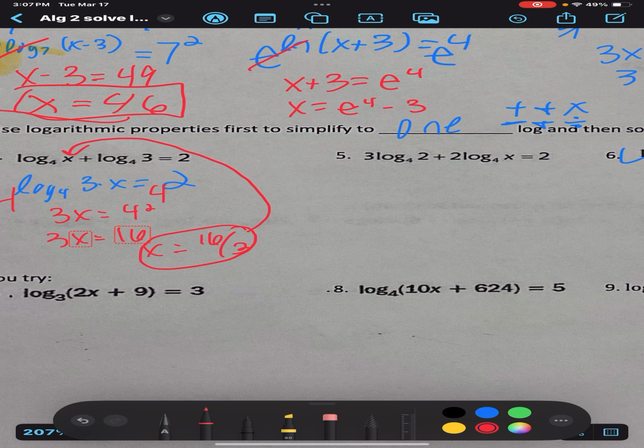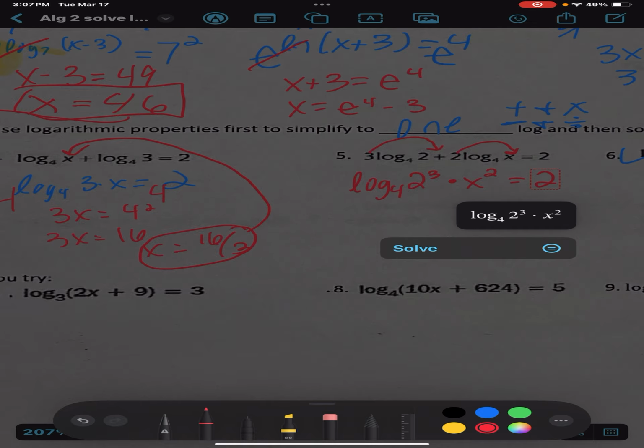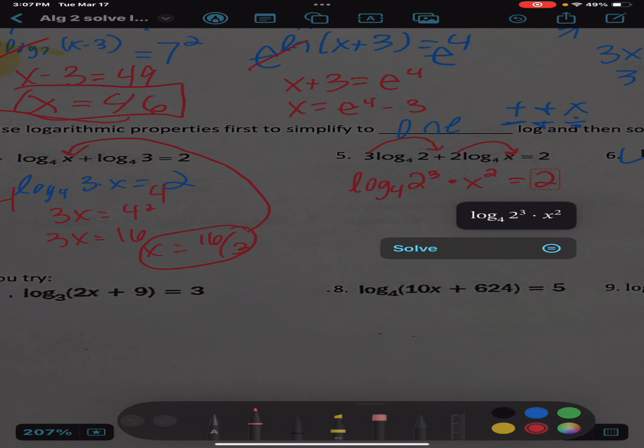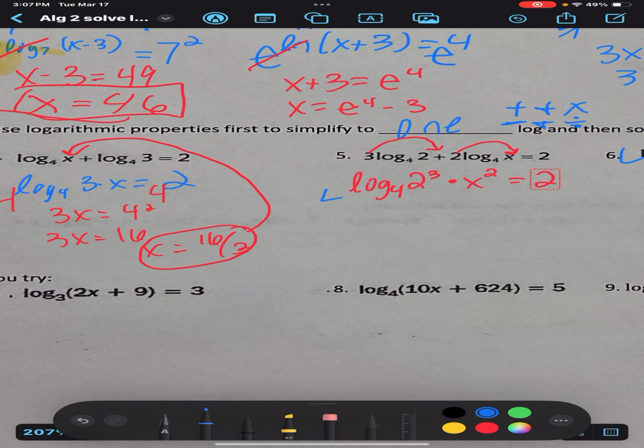For this one, don't forget the numbers out front are your powers. So this is going to be log base 4 of 2 to the 3rd, with addition being multiplication, x squared equals 2. I'm going to exponentiate. The base is 4, so the base has to be 4. This is going to cancel out. I'm left with 2 cubed, which is 8, x squared equals 16. Solve for x. I'm going to divide by 8. Get x squared equals 2.